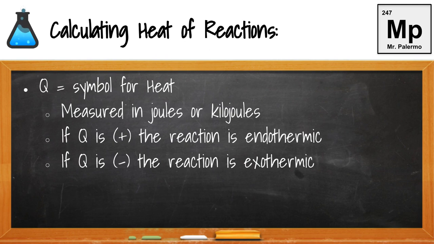When we calculate heat of a reaction, our symbol for heat is going to be Q, and it can be measured in either joules or kilojoules, which is related to the calorie. If the Q, the heat, is positive, the reaction overall is endothermic, taking in energy, and if the Q is negative, the reaction overall is exothermic, meaning releasing energy.